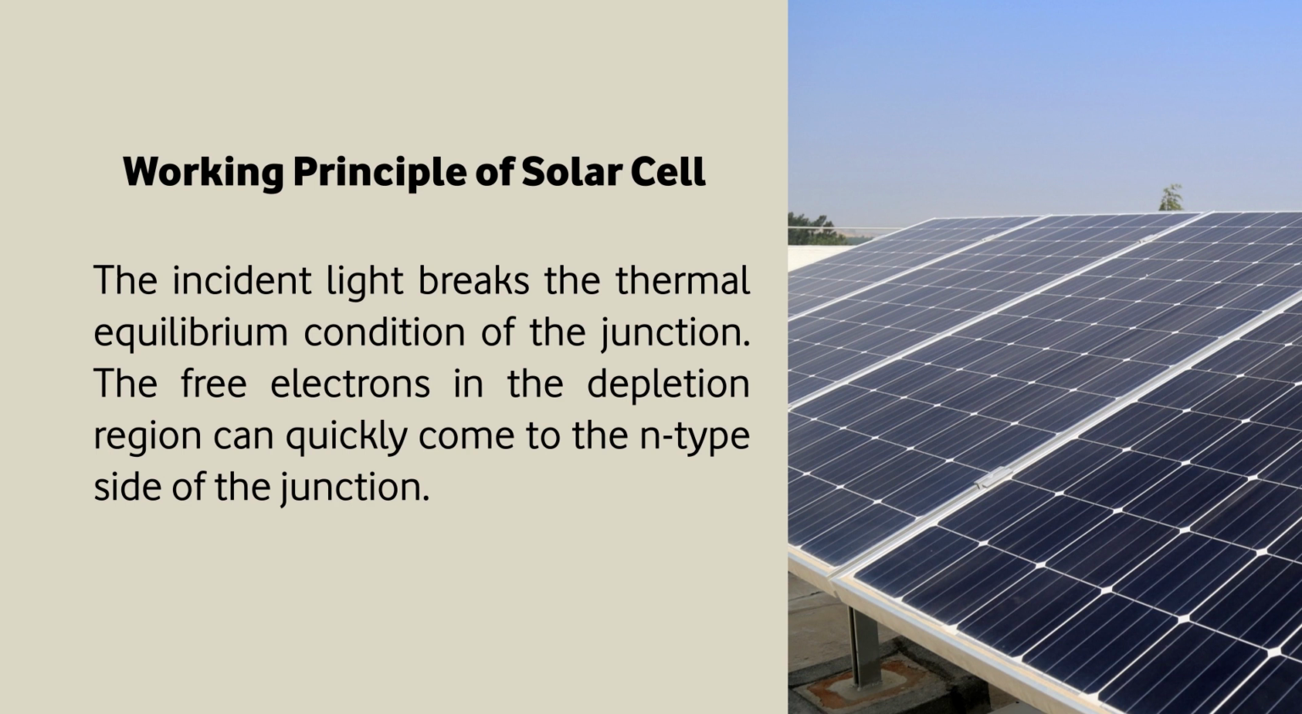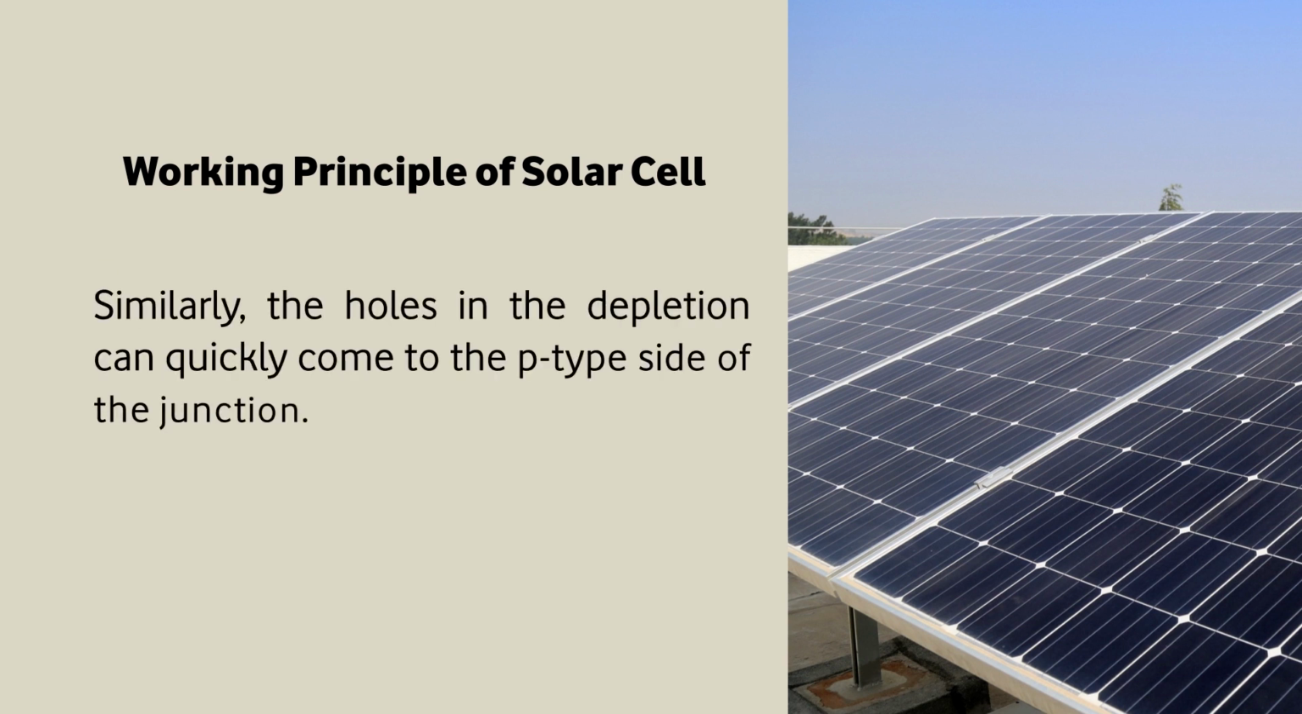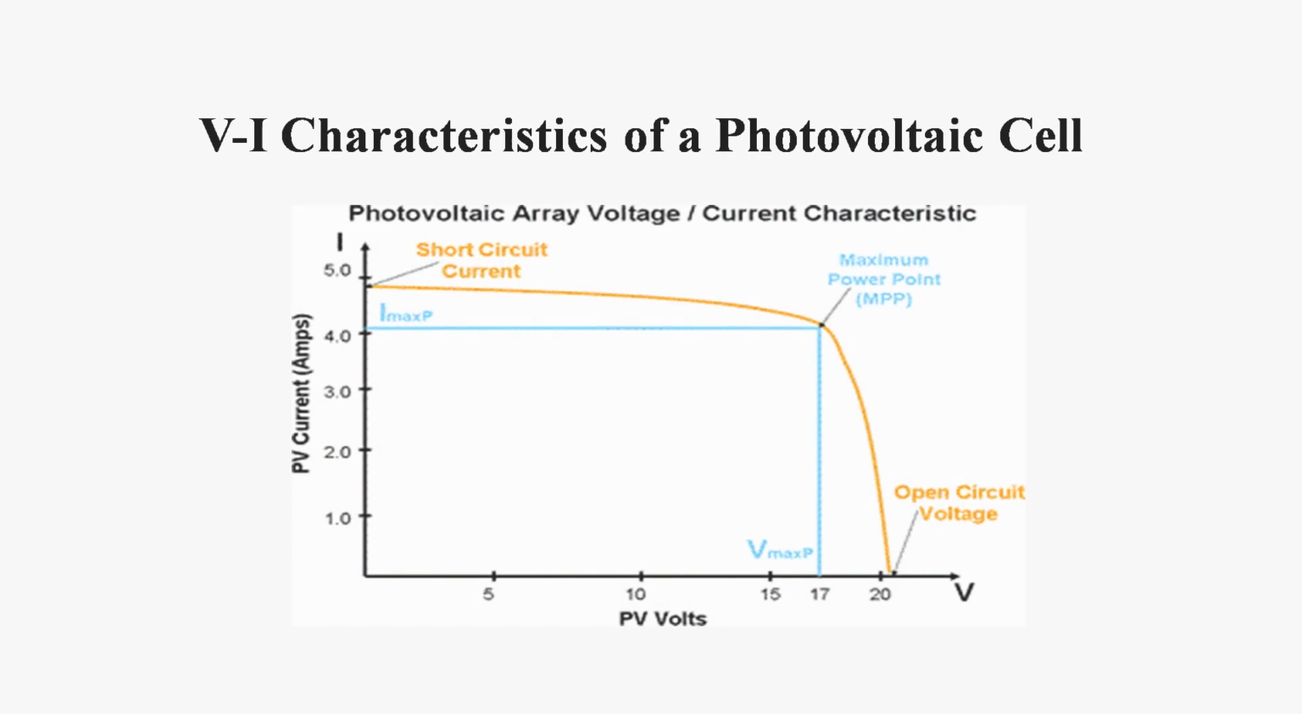The free electrons in the depletion region can quickly come to the n-type side of the junction. Similarly, the holes of the depletion region can quickly come to the p-type side of the junction. Once the newly created free electrons come to the n-type side, they cannot cross the junction further because of the barrier potential of the junction.